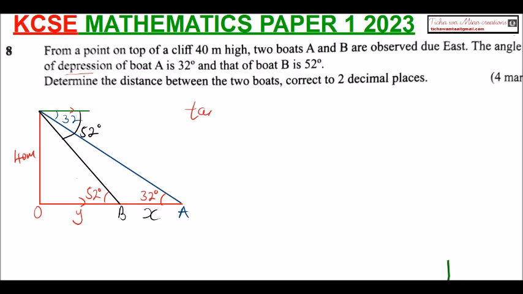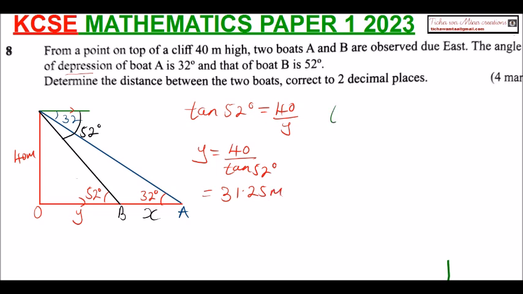So we can use a tangent. Tangent of angle 52 is opposite, which is 40, divided by the adjacent, which we have said is y. So y is equal to 40 divided by tangent of 52 degrees. When you use your calculator, you get 1.25. So the distance OB is 1.25, and this is in meters.